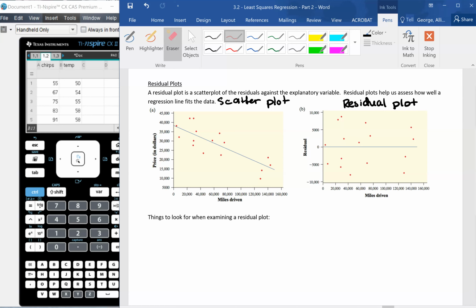What we're going to look for when we're looking at a residual plot is kind of our last piece of information to be able to determine, yes, this is a linear relationship, or no, it's not. It's kind of the last piece. It's the deal breaker. If it passes the residual plot test, then we're good to go. So the first thing you want to look for when examining a residual plot is that it should have no obvious pattern. It should look like a hot mess.